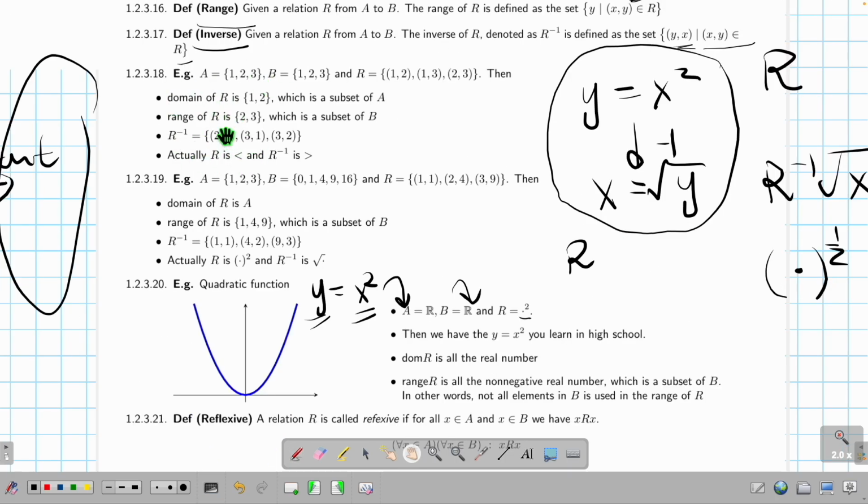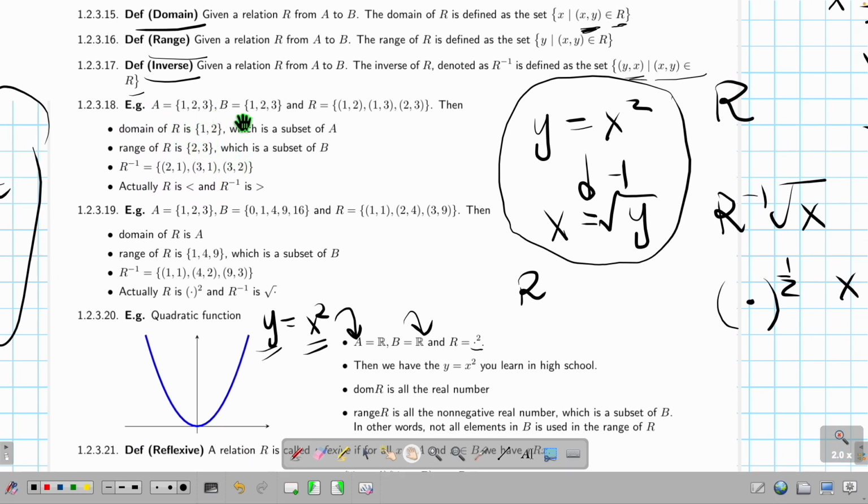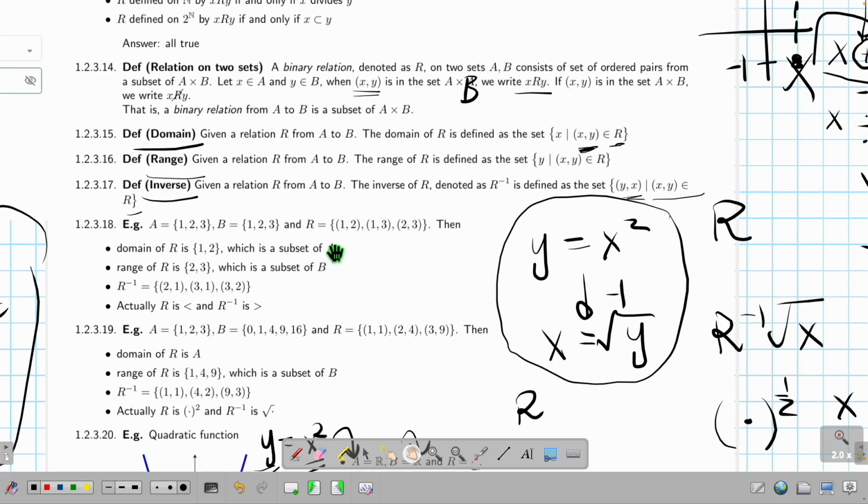Let's look at a simple example. I have a set A and I have a set B. Both are {1, 2, 3}. And my R is {(1,2), (1,3), (2,3)}. Notice that this is not the Cartesian product of A and B. The Cartesian product of A and B will be (1,1), (1,2), (1,3), (2,1), (2,2), (2,3), (3,1), (3,2), (3,3). A relation is always a subset of the biggest possible combination you can get.